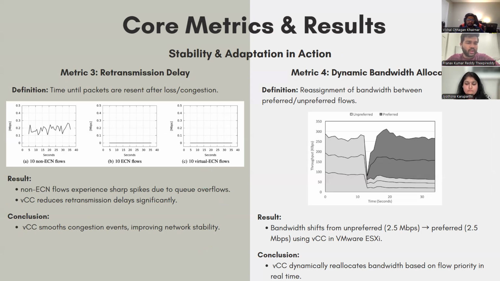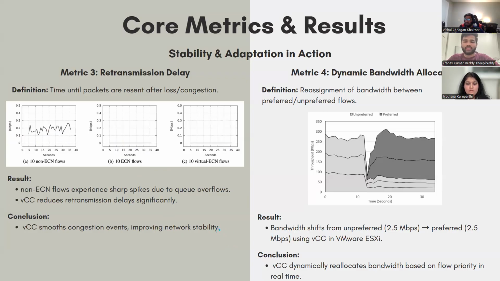Here we can see in the graphs, in graph A, the 10 non-ECN flows show sharp spikes due to the overflows of the queues. In the 10 ECN flows, it's just a straight line, and also in the virtual ECN flows, it's a straight line. So we can say that the virtual ECN comes close to the ECN flows in terms of retransmission delay. So we don't have a point to talk about the non-ECN. Coming to the conclusion, I would like to say VCC smooths congestion events, improving network stability.